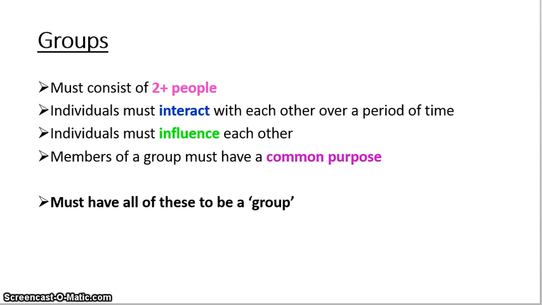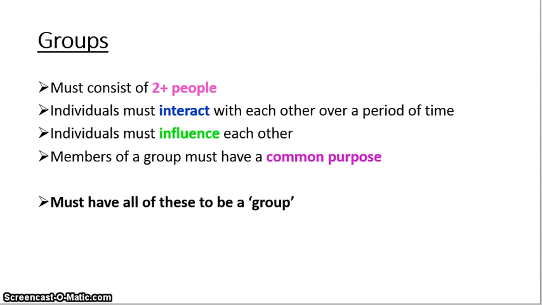So let's go to groups very quickly. Groups have to have all 4 of these elements to be considered a group. Okay, so they've got to have 2 or more people. The individuals within this group have to interact with each other over a period of time. It can't just be a hi-bye, that's it. They also have to be able to influence each other. And when I say influence each other, I don't mean in the sense of I say hi, you say hi. That's a very superficial kind of influence.